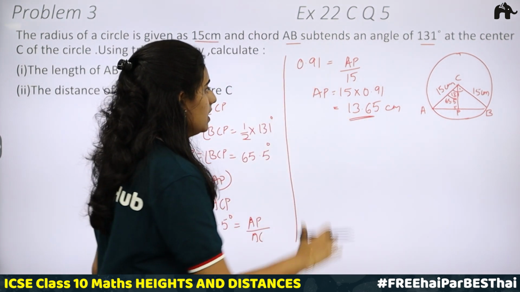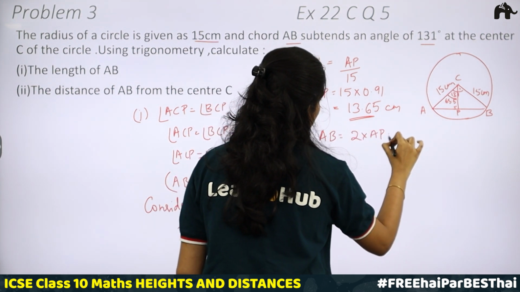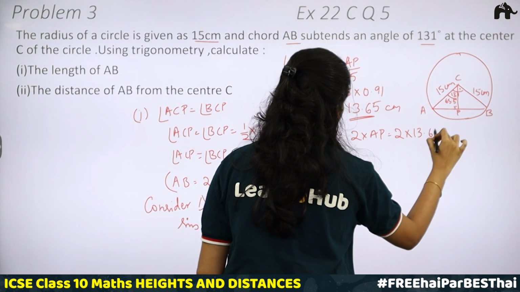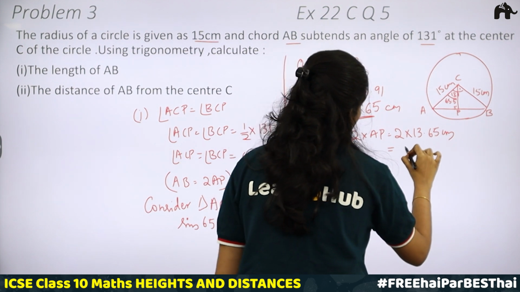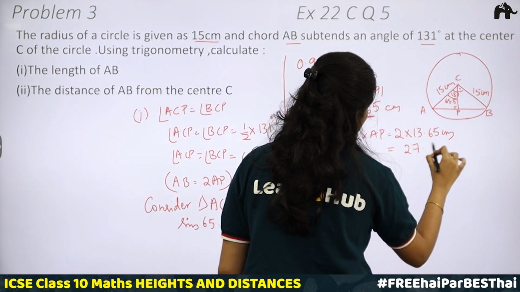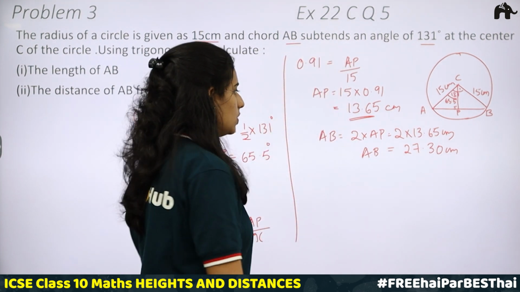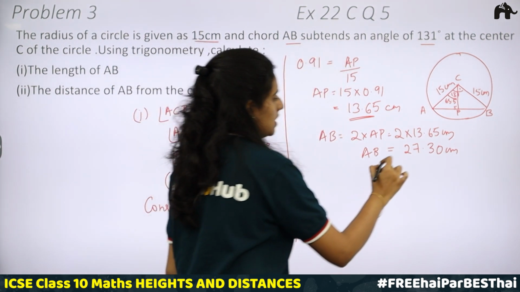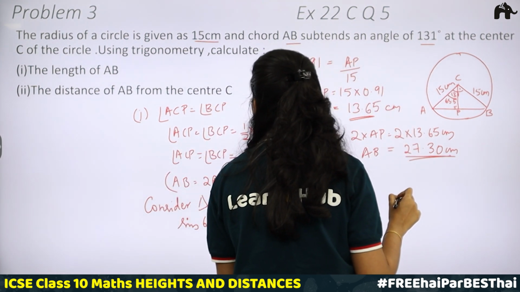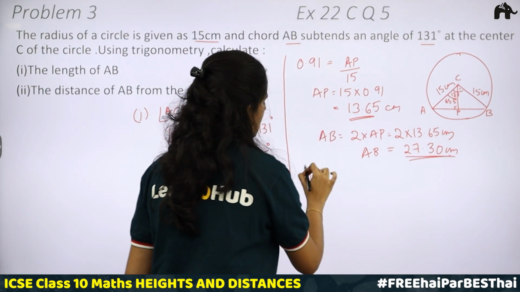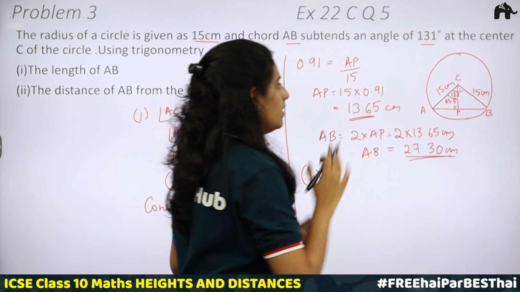So we got AP. Now we have to find AB. AB is equal to 2 times AP, that is 2 into 13.65 centimeter, which is equal to 27.30 centimeter. The length of chord AB is equal to 27.30 centimeter. Next, what we have to find? We have to find the distance of AB from the center C. Distance of AB from the center C is this perpendicular distance or the shortest distance. We have to find CP.